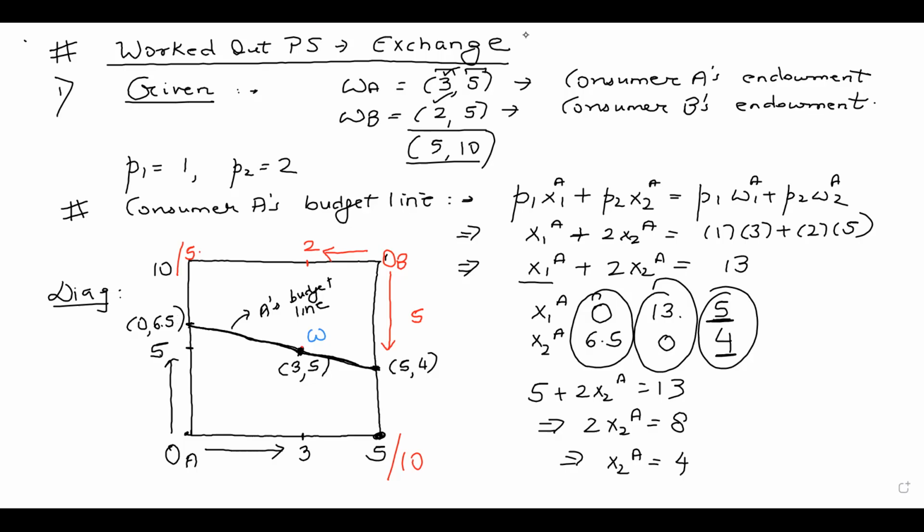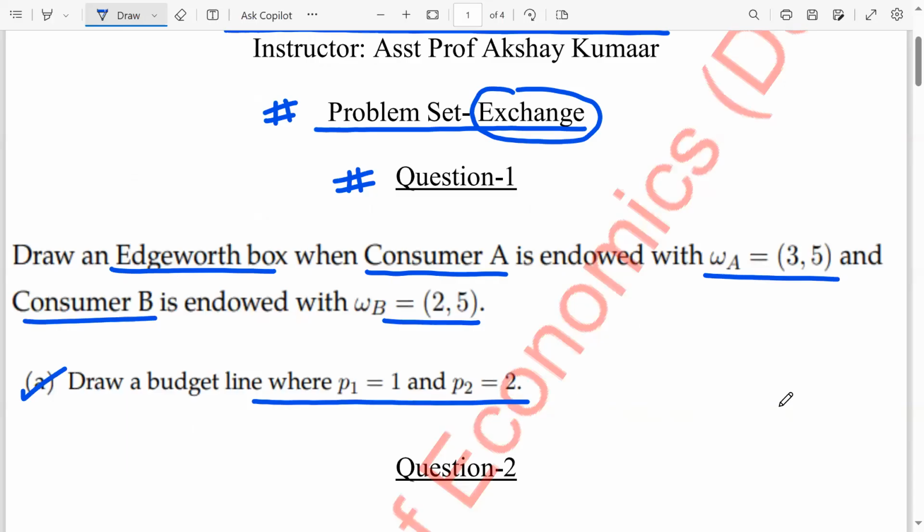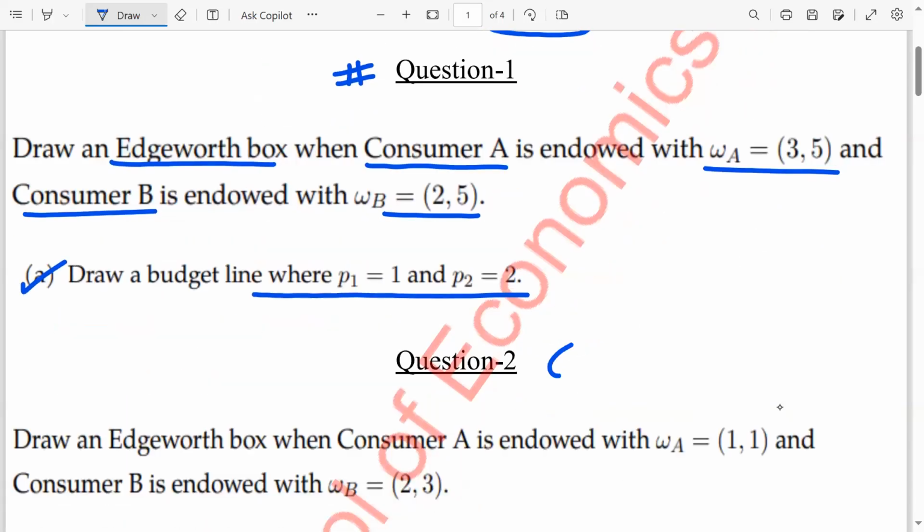So I stop in this particular lecture. We have discussed question 1. In the next lecture, I'll discuss question 2 from the problem set on exchange. So I stop in this lecture.